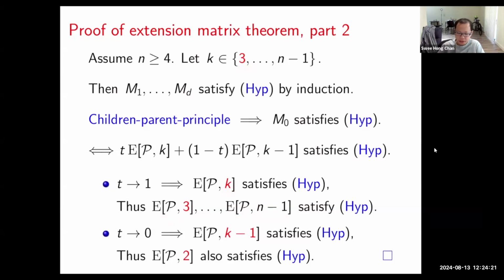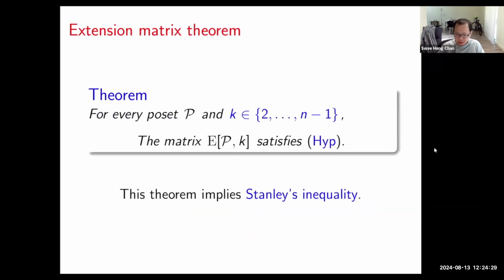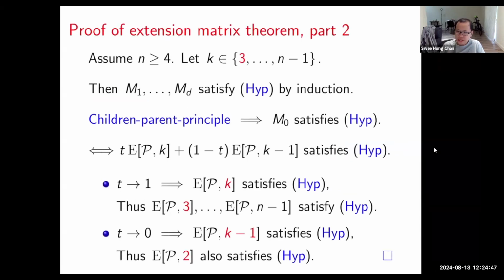But remember, if we go back to the statement for our extension matrix theorem, this is this one. The values start from 2, but they start from 3. So there's one case that we still need to check. And the way to fix that is that you take t goes to 0.